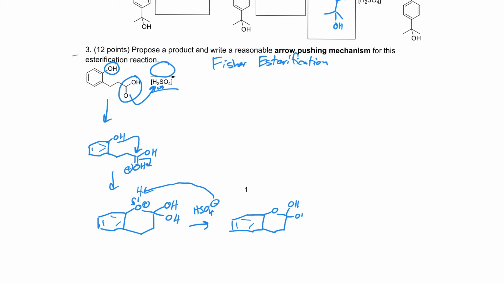Now we need to lose water. So I'm going to take H2SO4 again, protonate one of these alcohols. Now I have water as a leaving group. And I can push water off using a lone pair here. And I'm one step away from the product.